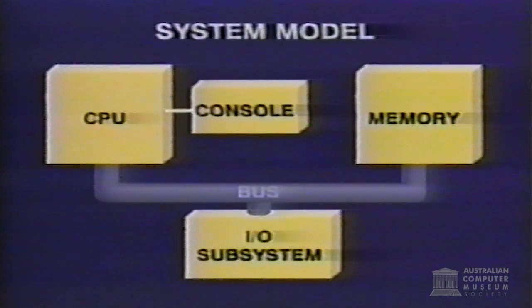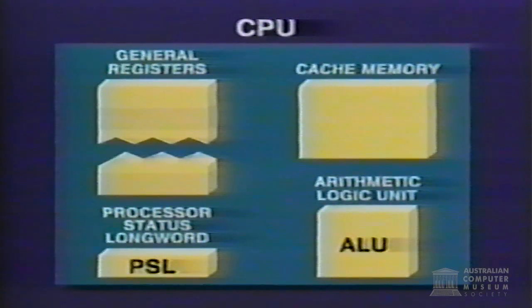This completes our discussion of the hardware elements that form a typical VAX system. These elements include the CPU, a console subsystem, memory, and an I/O subsystem. The CPU executes instructions and controls the rest of the VAX system. Within the CPU are 16 general registers. There's also a processor status long word register, cache memory, and the arithmetic logic unit.